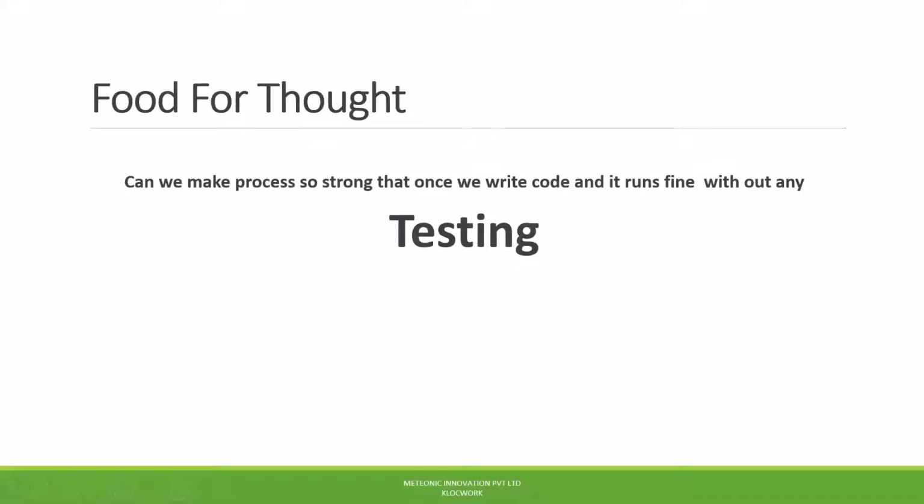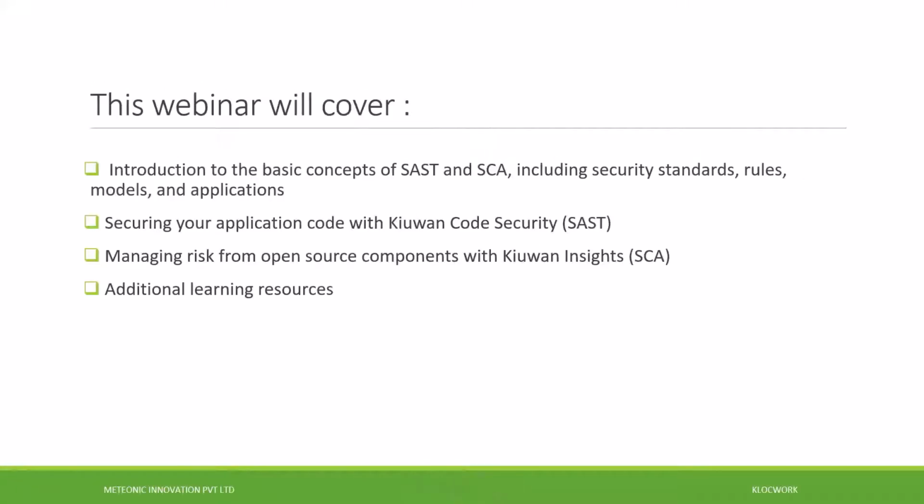Great. So this was food for thought. This is what Meteonic always says. Can we make a process so strong that once we write code, it runs fine without any testing? So Meteonic has partnered with 30-plus tools which will help you to achieve this. And today we are going to see one nice tool called Kiuwan, which can make sure a developer writes bug-free code. I will show you a live demo of that as well.